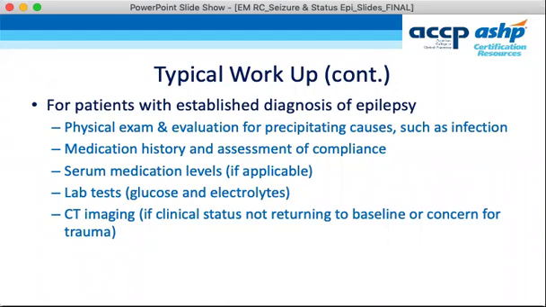Some of our anti-epileptics, we can get medication levels, and we'll talk about this in a little bit. Lab tests, again, just ruling out other causes, such as hypoglycemia or shifts in our sodium. And CT imaging may be indicated if the patient is not returning to baseline, or if there's any concern for trauma, to rule that out.